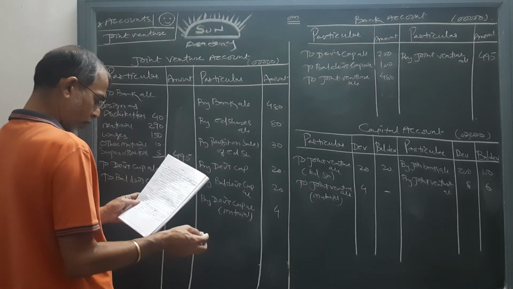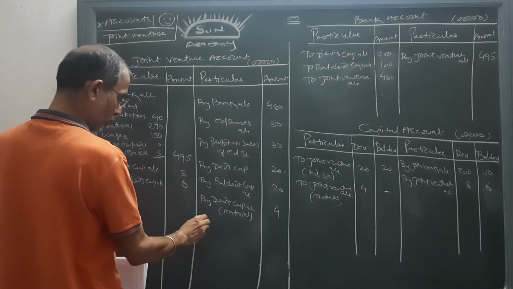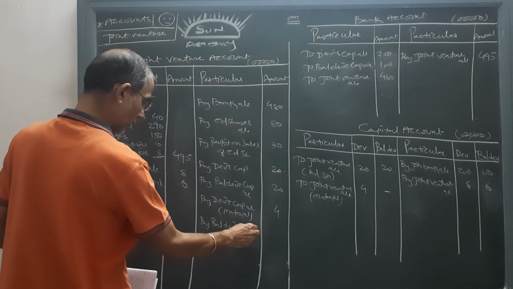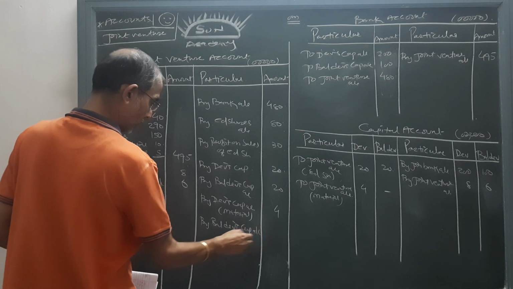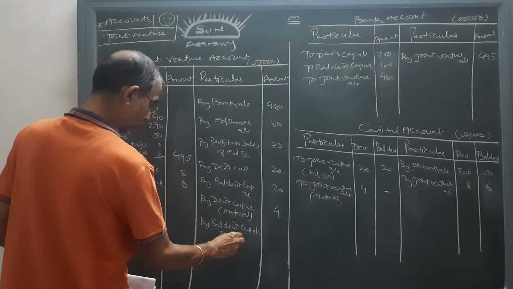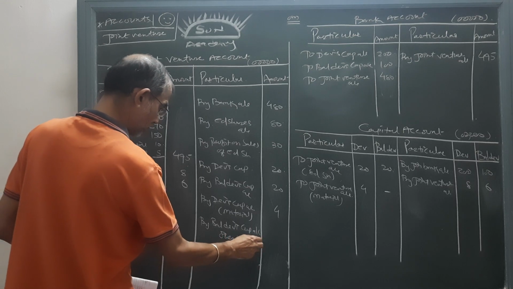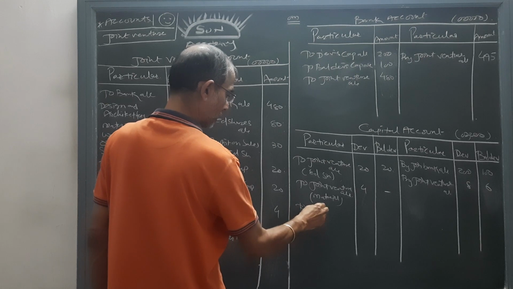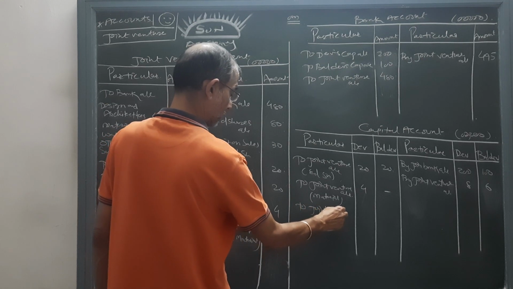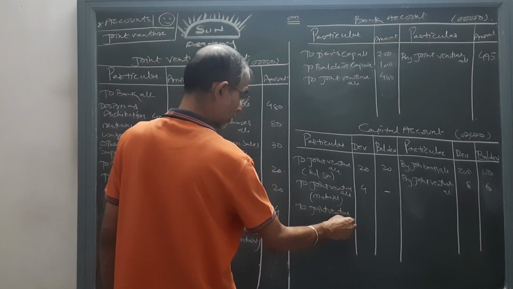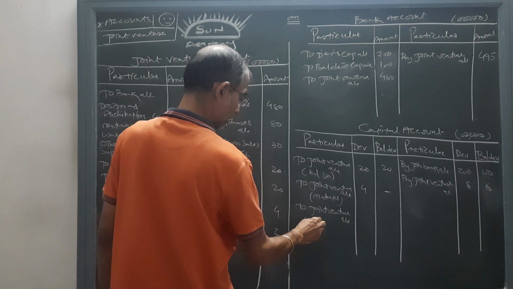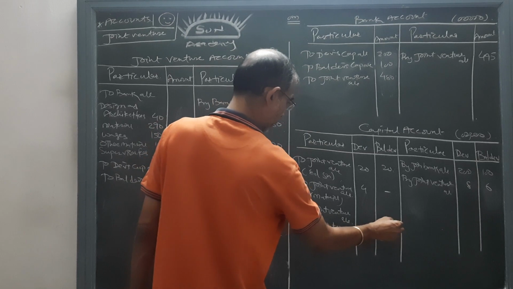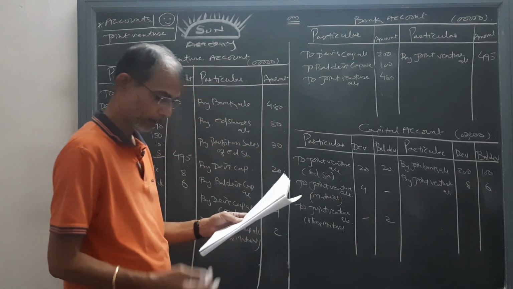Other material of rupees 2 lakh was taken by Baldev. So by Baldev's capital account, other material of rupees 2 lakh, to joint venture account, other material of rupees 2 lakh.